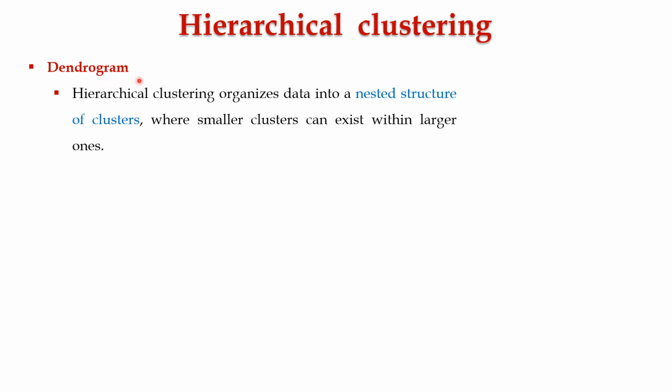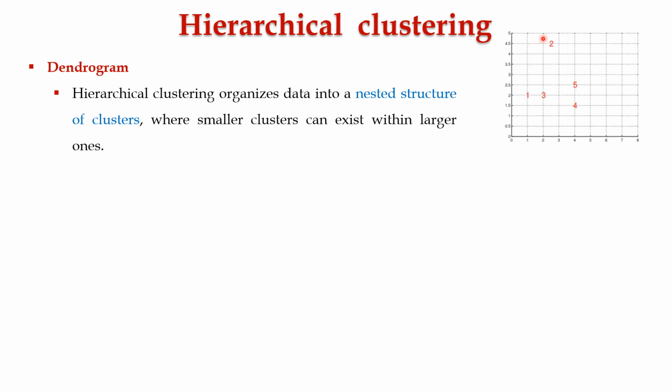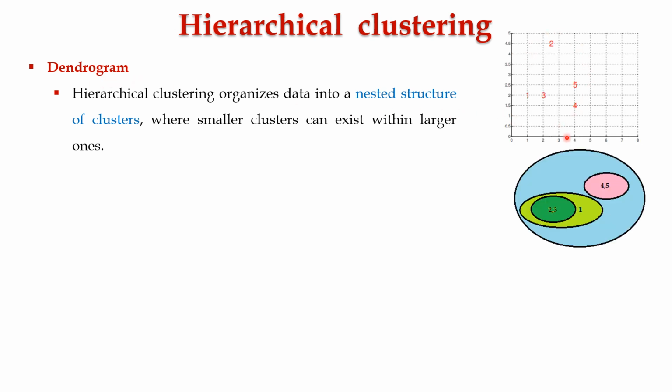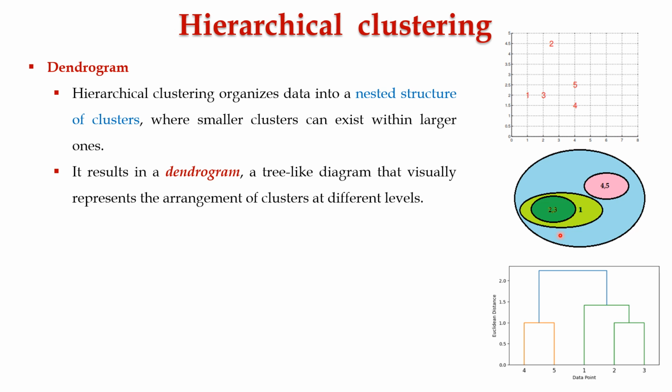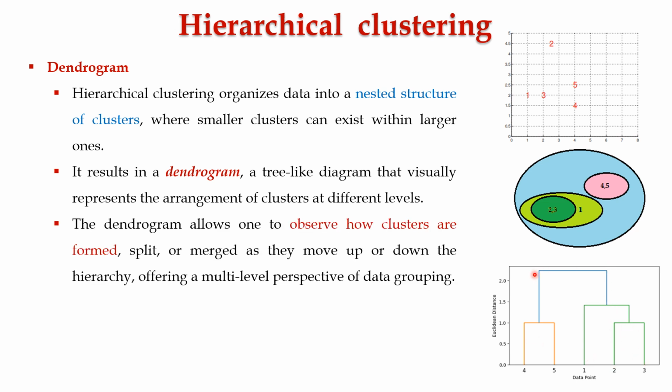Let's learn about the dendrogram. By considering these input data points, we all know that hierarchical clustering organizes the data into nested structures of clusters, where small clusters can exist within larger ones, as we have shown in this diagram. Next, a dendrogram is a result of the clustering, which is a tree-like structure that visually represents the arrangement of clusters at different levels.